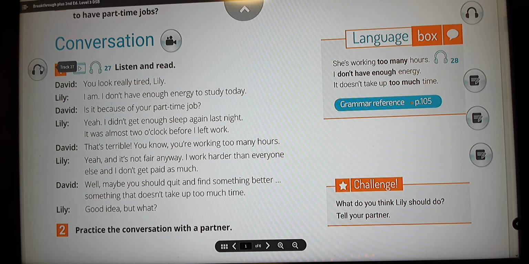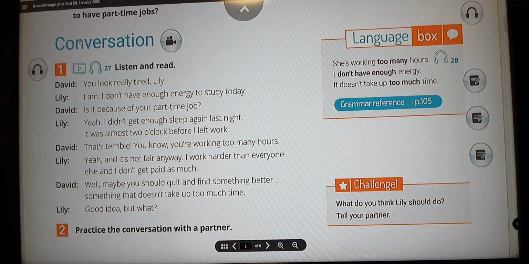And then Lily says, yeah, and it's not fair anyway. I work harder than everyone else, and I don't get paid as much. So her pay is less than other people, but she thinks she works harder than the other people. So David suggests, well, maybe you should quit and find something better. You should quit. That's a suggestion. Something that doesn't take up too much time. In other words, something that takes less time. And Lily says, good idea, but what?